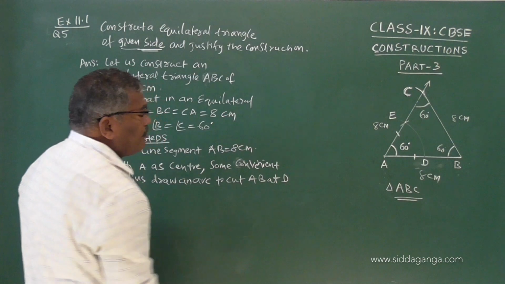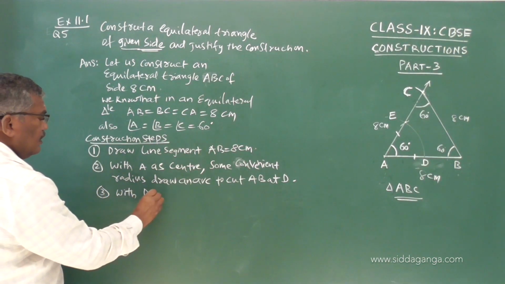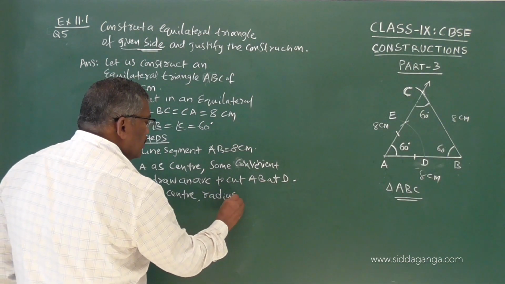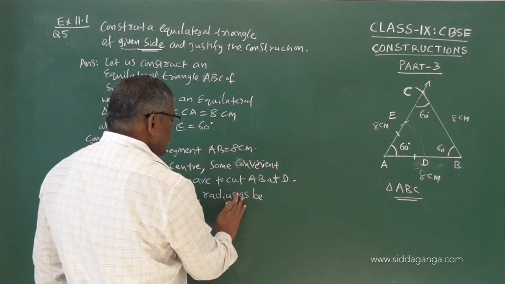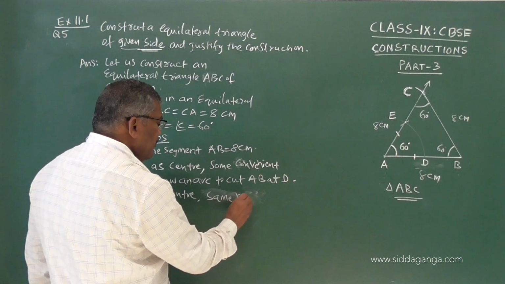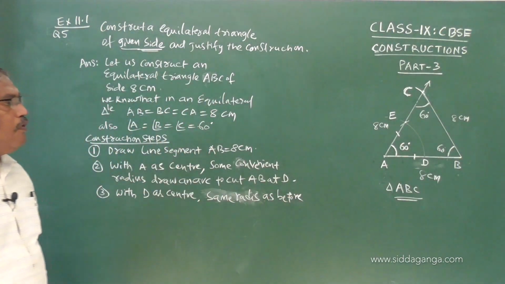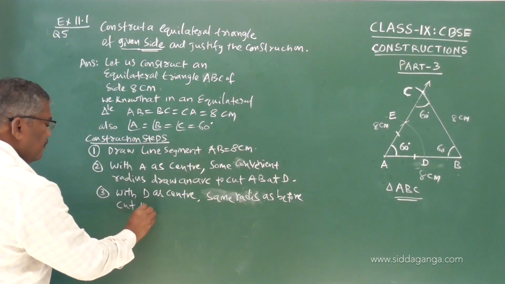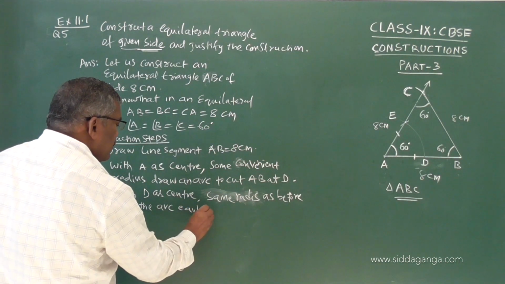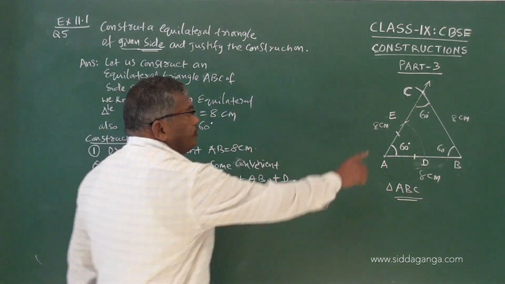Next, with D as center, with the same radius as before, cut the arc drawn earlier at E. So we got point E.